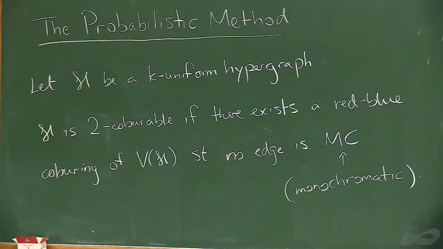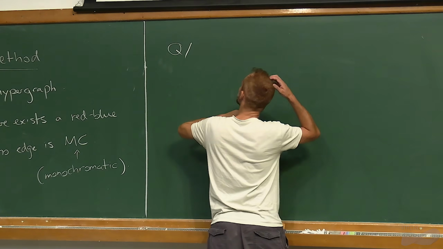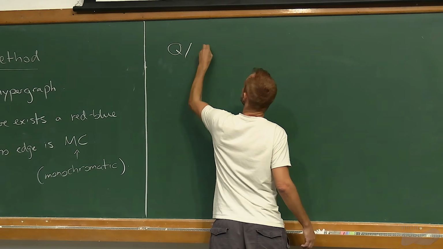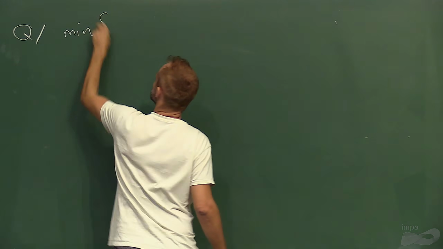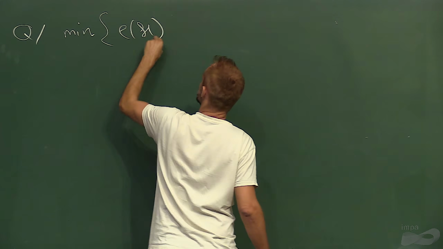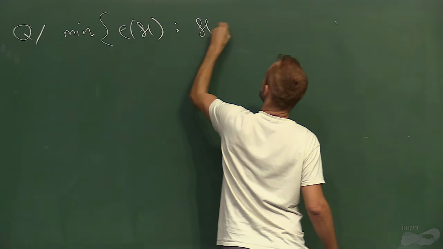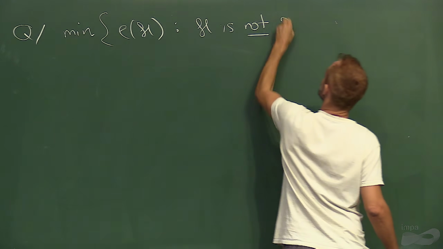So when is a graph bipartite? Sorry, when is a graph two-colorable, sorry? I gave it away. A graph is two-colorable if and only if it's bipartite, right? You can partition the vertices such that all the edges are between. Okay, so question. What is the minimum number of edges of H such that H is not two-colorable?